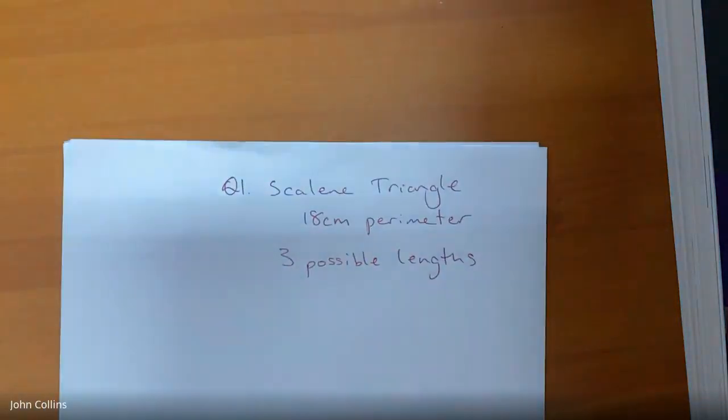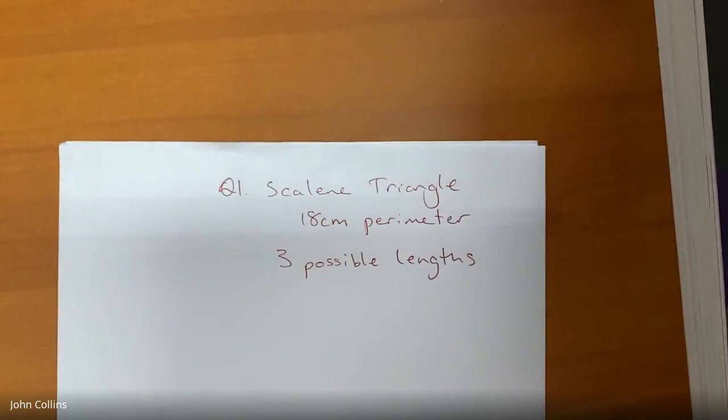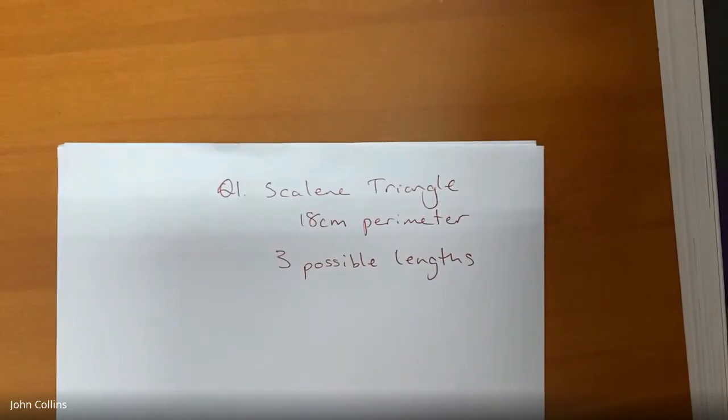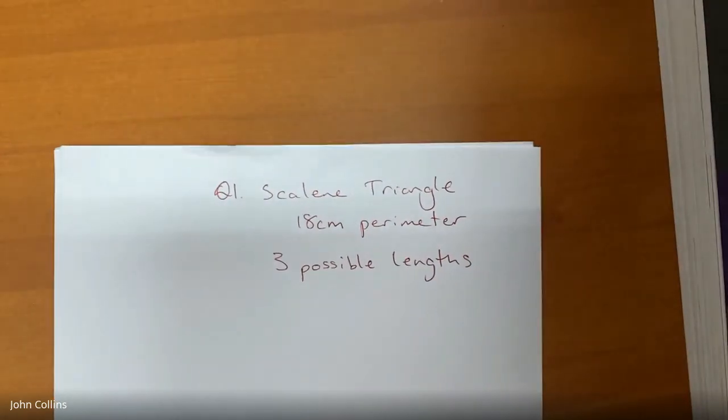So if I have a scalene triangle, 18 centimeters in perimeter, I want three possible lengths for the sides of that triangle. Question one. So three lengths, all three answers must be given.